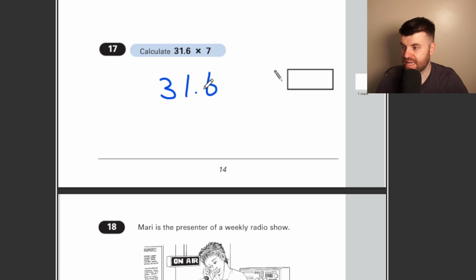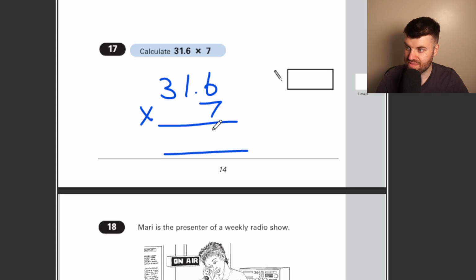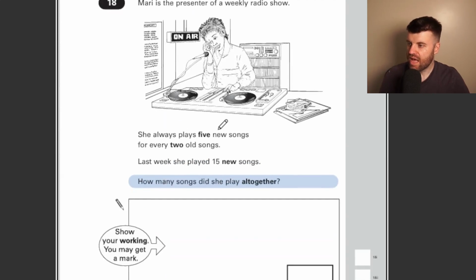Another arithmetic question. This would be in the arithmetic paper these days, but back when I was taking the SATs test, it was just in the middle of my questions. 6 sevens, you still need to know times tables. 42, put your decimal in. 1 times 7 is just 7, plus 4 is 11. 7 times 3 is 21, plus 1 is 22. We have 221.2.